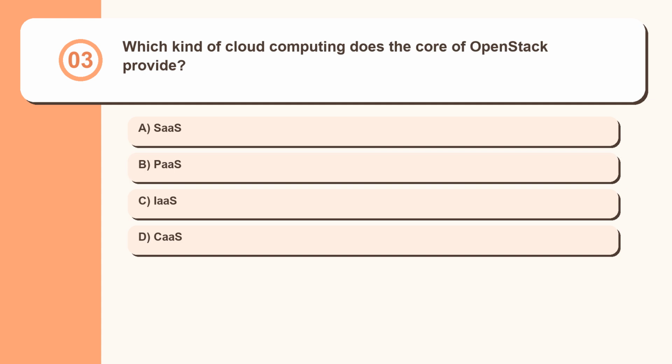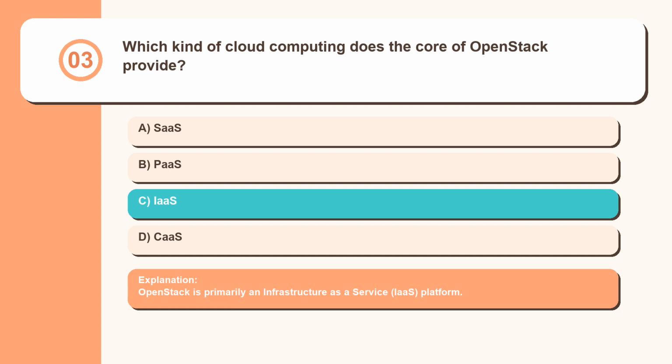Question 3. Which kind of cloud computing does the core of OpenStack provide? SOS, POS, IaaS, CaaS. OpenStack is primarily an infrastructure as a service, IaaS, platform.